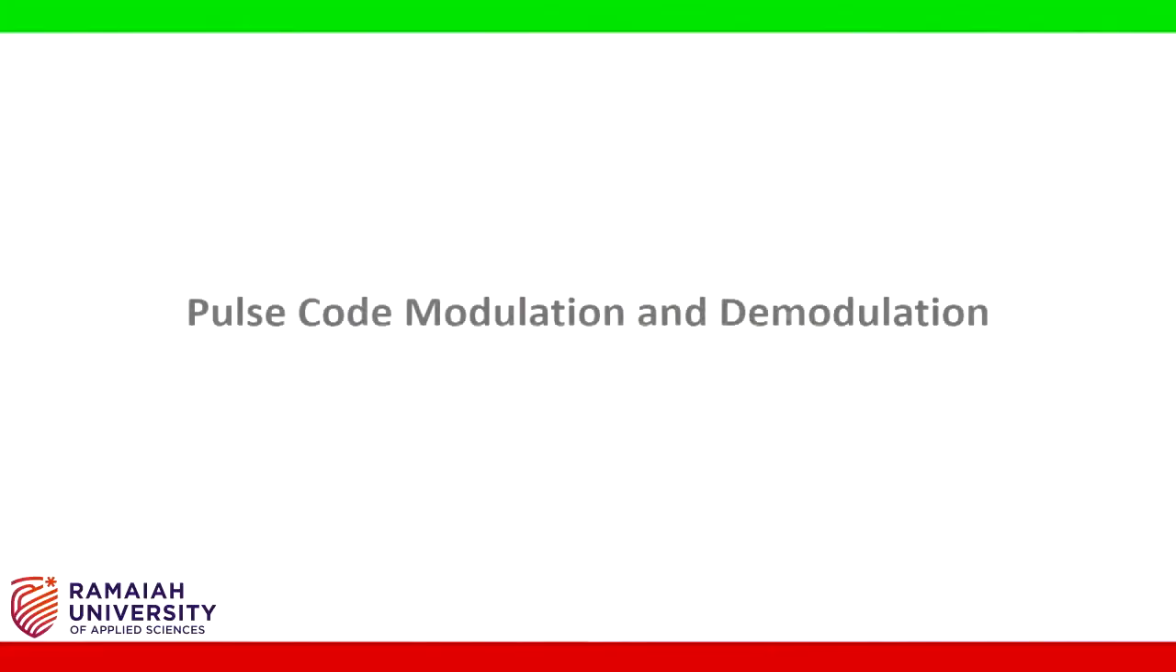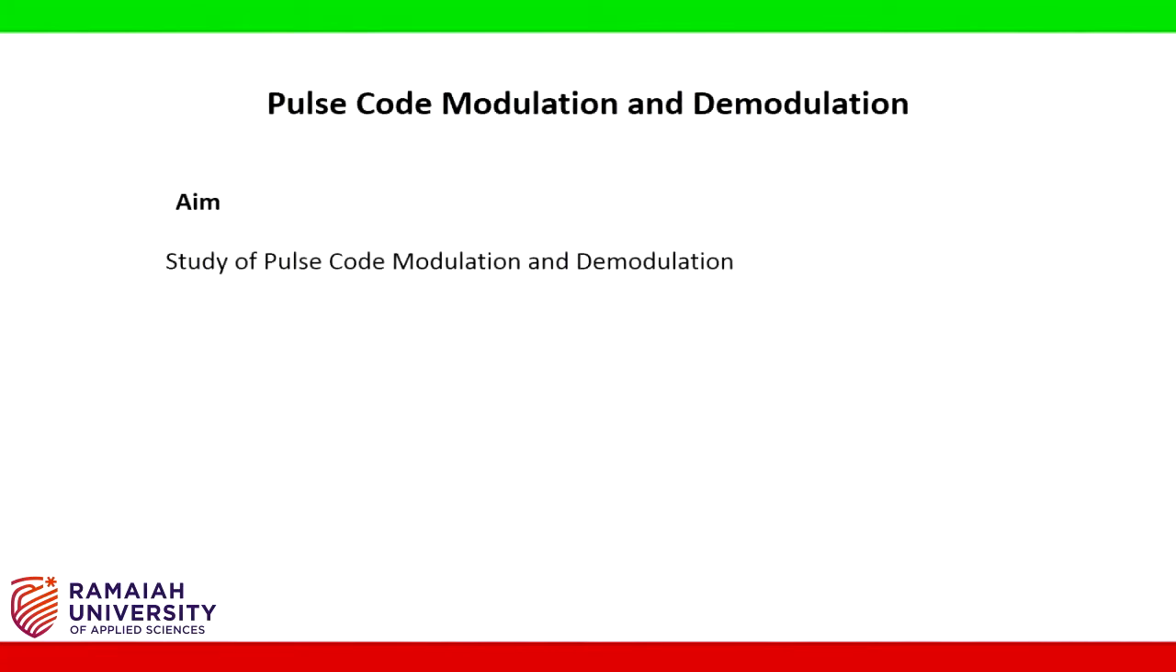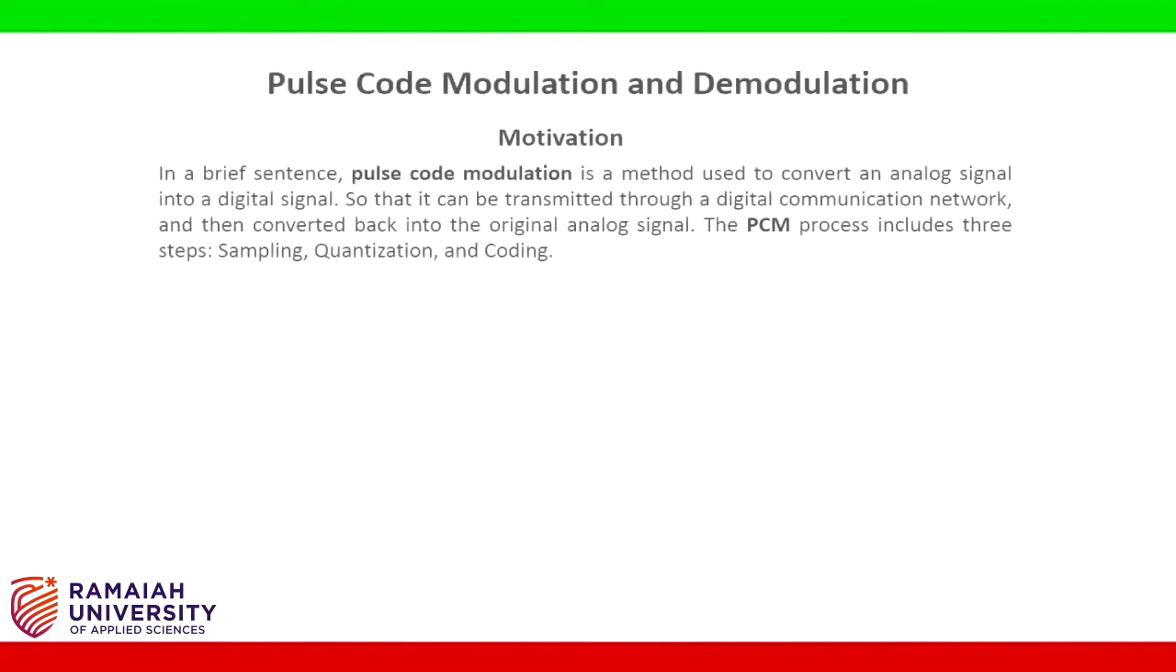Hi students, let us discuss pulse code modulation and demodulation. The aim of the experiment is study of pulse code modulation and demodulation. In a brief sentence, pulse code modulation is a method used to convert an analog signal into a digital signal so that it can be transmitted through a digital communication network and then converted back into the original analog signal.